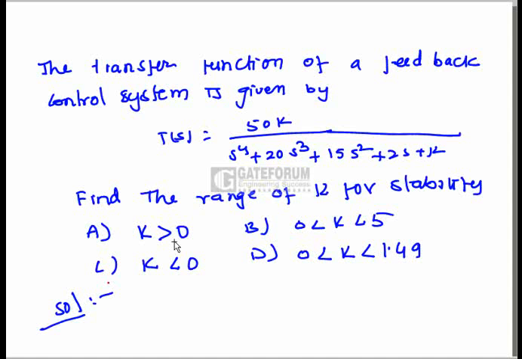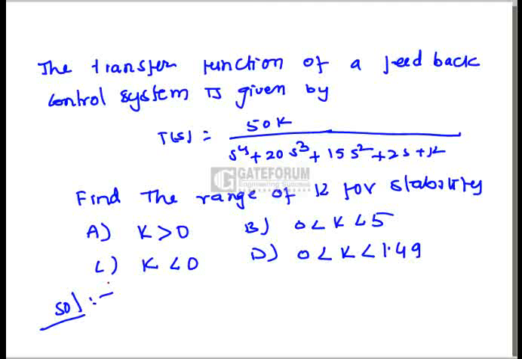The transfer function of a feedback control system is given, and that is T of s equal to 50k by s power 4 plus 20s cube plus 15s square plus 2s plus k. Now he is asking to find the range of k such that the system is stable.